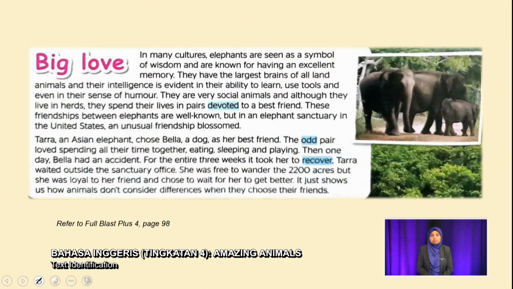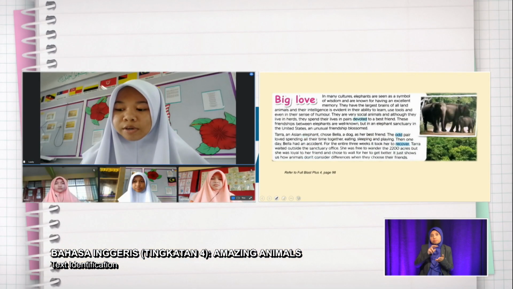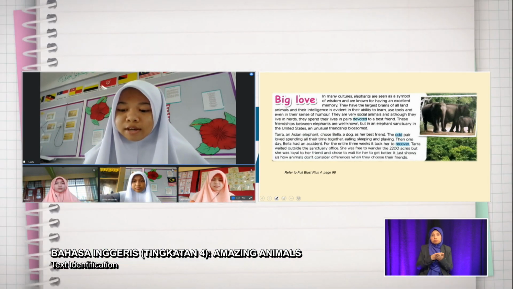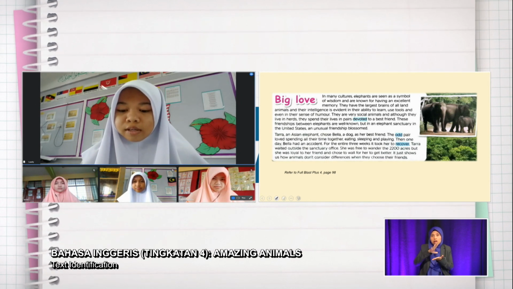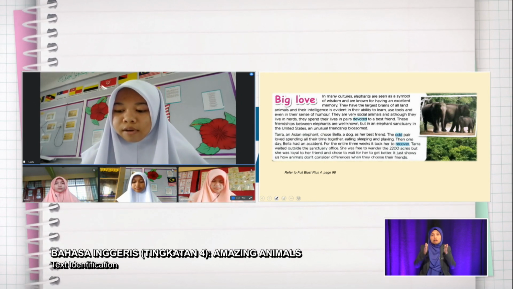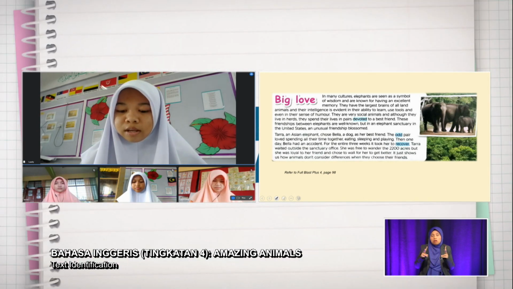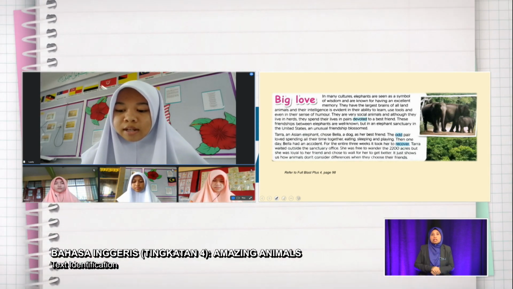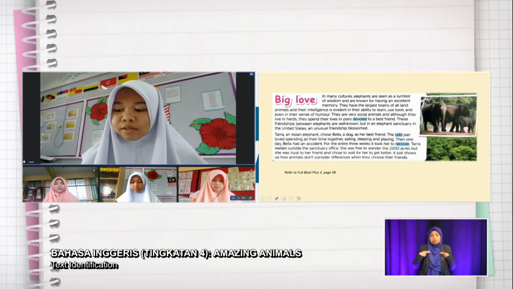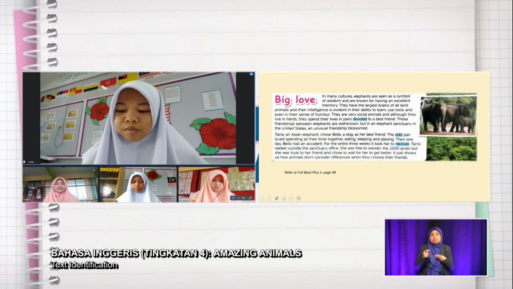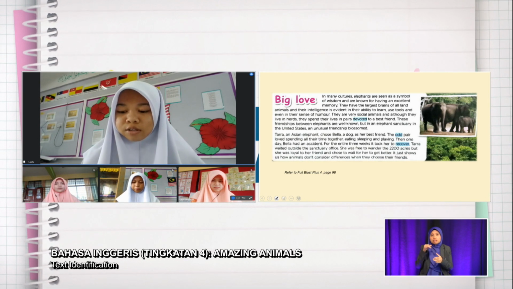In many cultures, elephants are seen as a symbol of wisdom and are known for having an excellent memory. They have the largest brains of all land animals, and their intelligence is evident in their ability to learn, use tools, and even in their sense of humor. They are very social animals, and although they live in herds, they spend their life in pairs devoted to a best friend. These friendships between elephants are well known, but in an elephant sanctuary in the United States, an unusual friendship blossomed.